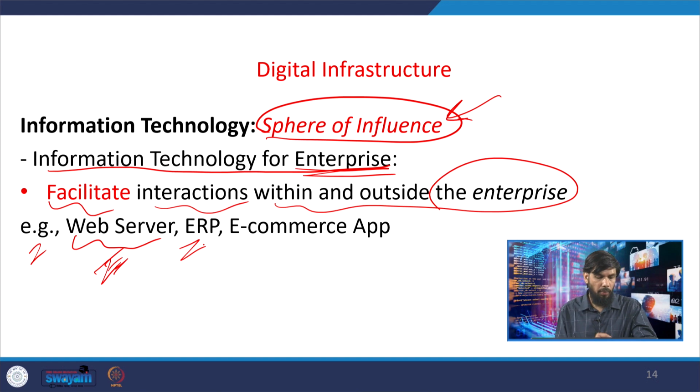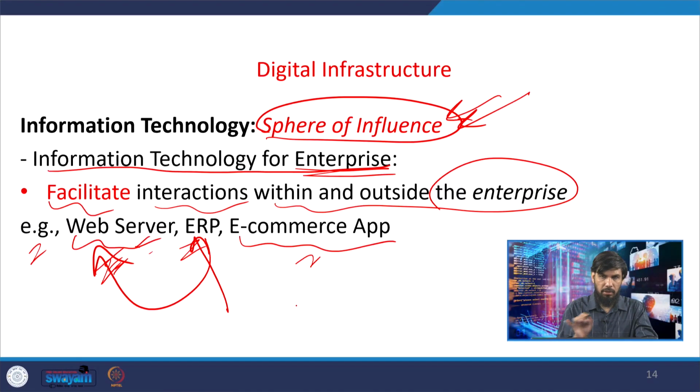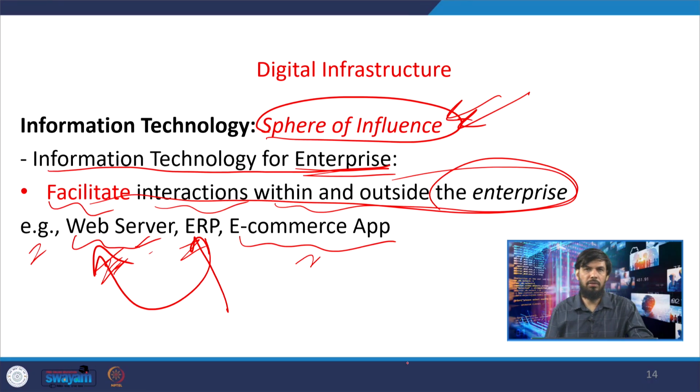ERP, enterprise software. So, ERP would be hosted on a server, and all the employees and other stakeholders would be interacting with the ERP. Similarly, an e-commerce app, right. There would be a web server hosting the e-commerce app, and the consumers and the sellers who have their catalog or items on the e-commerce website will also be interacting, along with suppliers and other ecosystem partners like logistics providers, and the employees of the company or the tech team, they all would be using this. So, therefore, in this sphere of influence, that particular information system, the core application that is there, is facilitating interaction within and outside the enterprise. So, the sphere of influence is at the enterprise level.